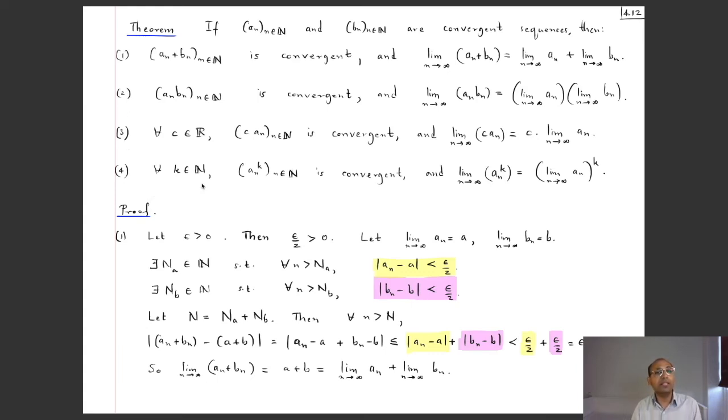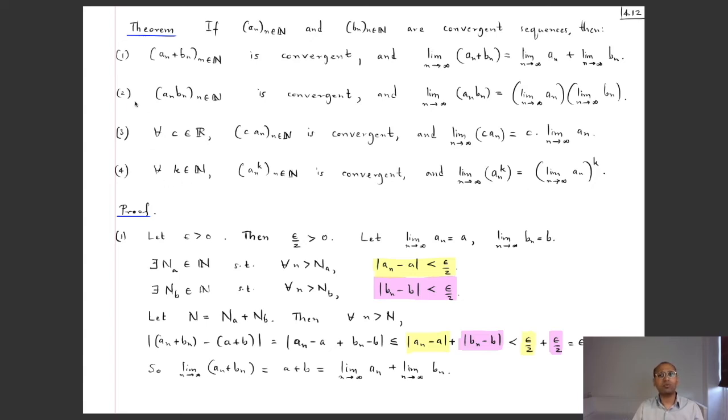And the fourth statement is that if for any fixed natural number k I look at an to the power k, so the terms of the sequence are a1 to the power k, a2 to the power k, a3 to the power k, and so on. So that sequence is also convergent, and in fact the limit of this term-wise kth power is the kth power of the limit of the original sequence.